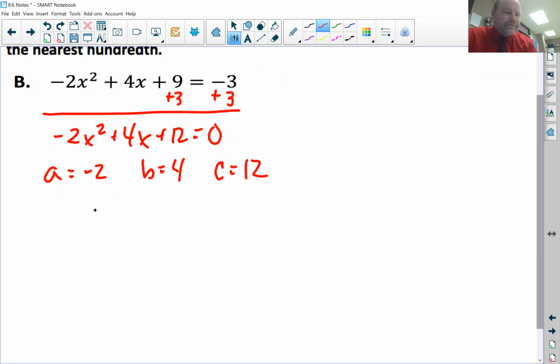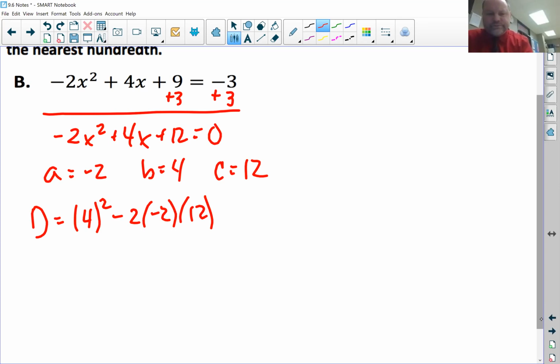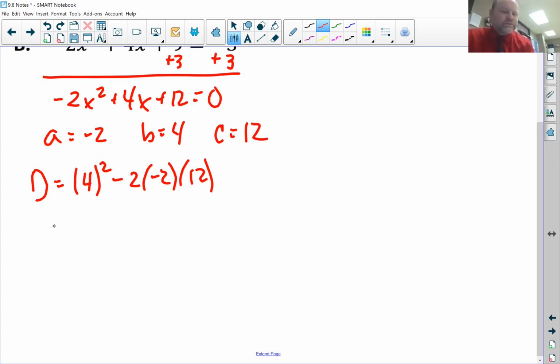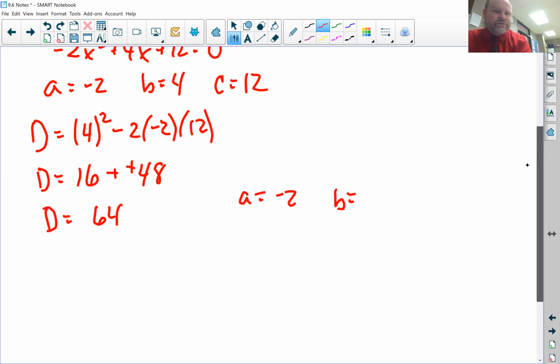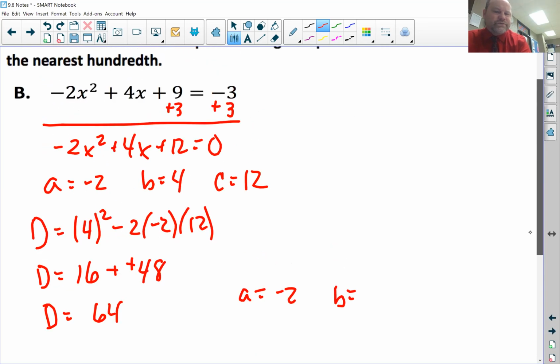So our discriminant, 4 squared minus 4 times A times C, 16 minus 4 times negative 2 is negative 8, times 12 is negative 96. I'm going to recopy here what A, B, and C were because I don't remember. A was negative 2. B was 4. And C was 12.